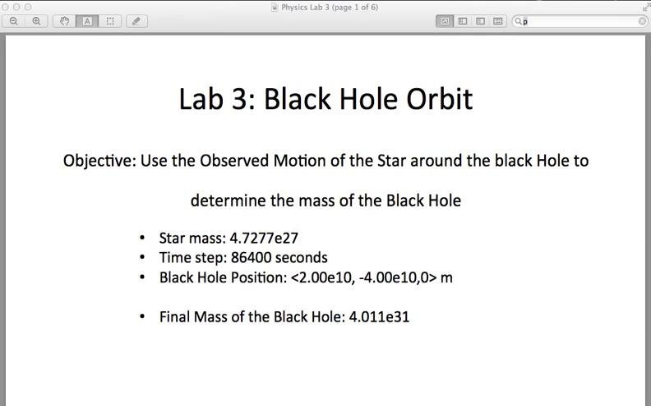This was calculated by a computer model with the initial conditions of the star mass equal to 4.73 e to the 27, the time step of 86,400 seconds, or 1 Earth day, and the position of the black hole as 2.0 times 10 to the 10, negative 4.0 times 10 to the 10, and 0 for the z-axis in meters. So this value will remain constant because the mass of the black hole is so much bigger than the star that the force barely acts on the position.